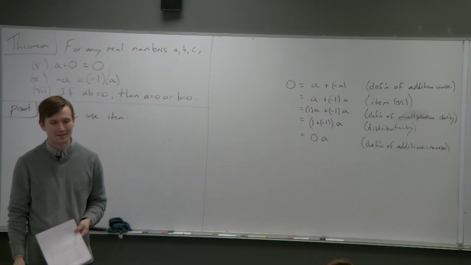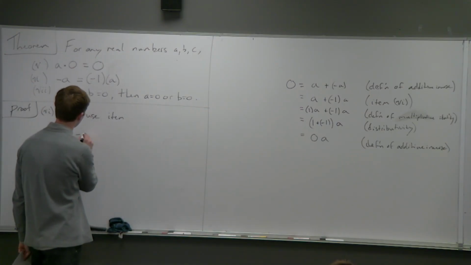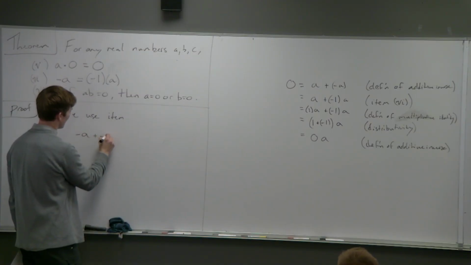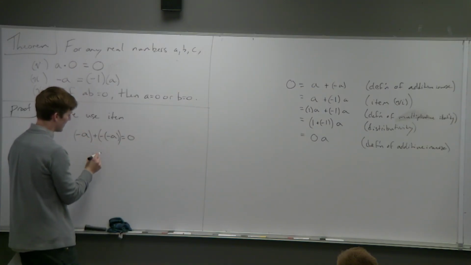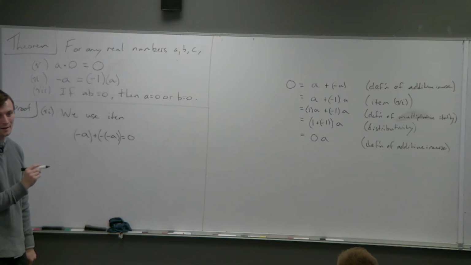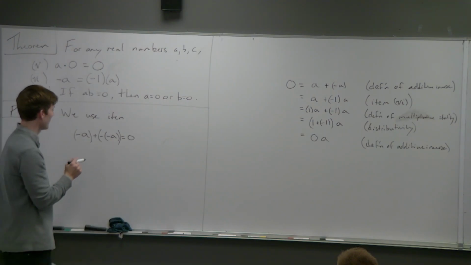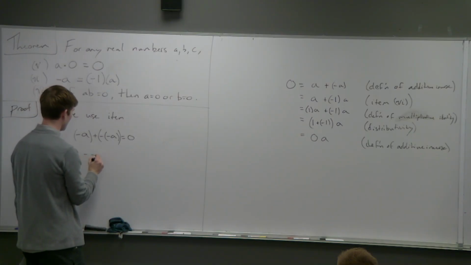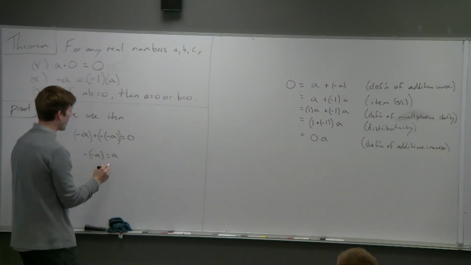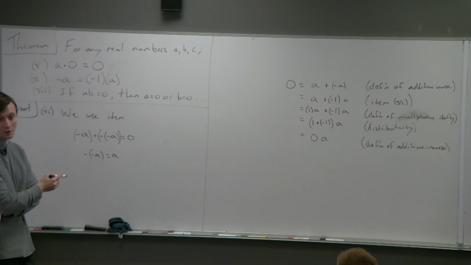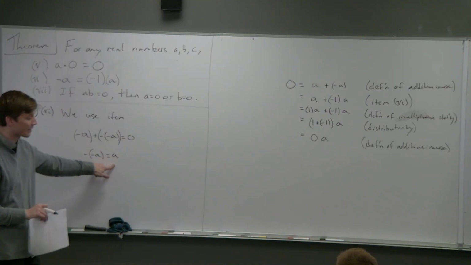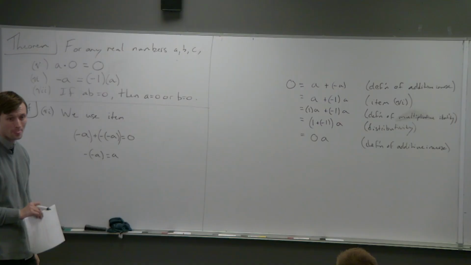Yes? What you just had, couldn't you have taken the negative a plus negative a equals 0, right? Could you put one on the other side? Okay, add a to both sides. You could do something like that. This is true, and in fact, this is item 2. It says that negative a is a. Totally reasonable.